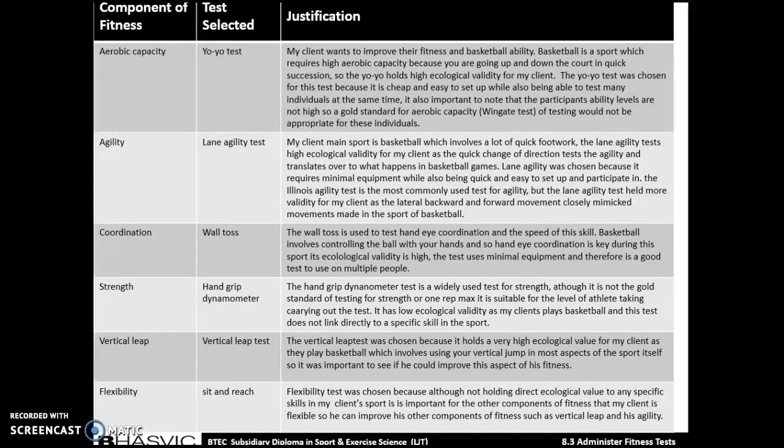The flexibility test was chosen because although not holding direct ecological value to any specific skills in my client's sport, it is important for the other components of fitness that my client is flexible, so he can improve his other components of fitness, such as vertical leap and his agility.